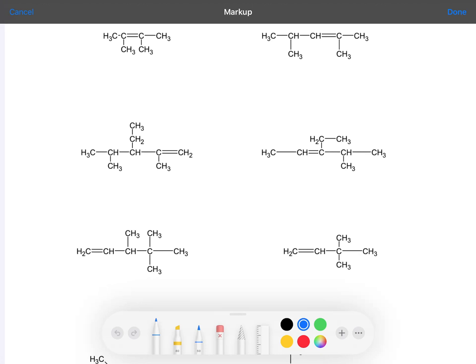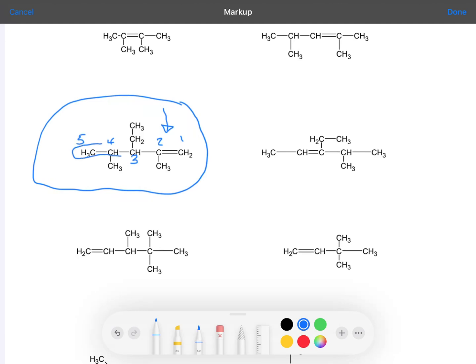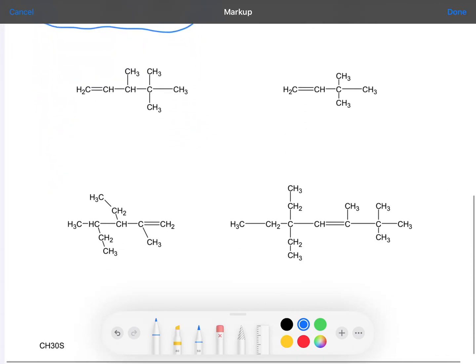So, for example, in this one right here, which doesn't have a number like the last tutorial did, the double bond is here at the end, so this is going to be my number 1 carbon, 2, 3, 4, 5. So this is my longest chain, and I started numbering from this end right here. Okay. Another one that I would like to go through is this one.